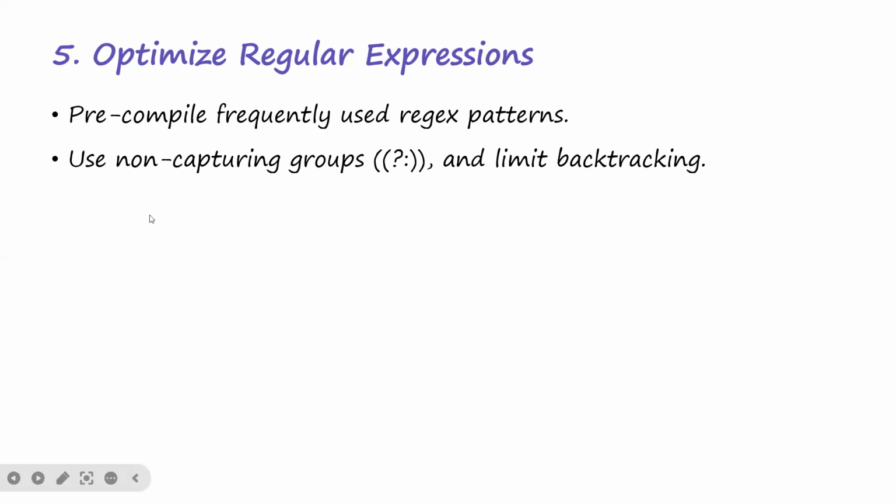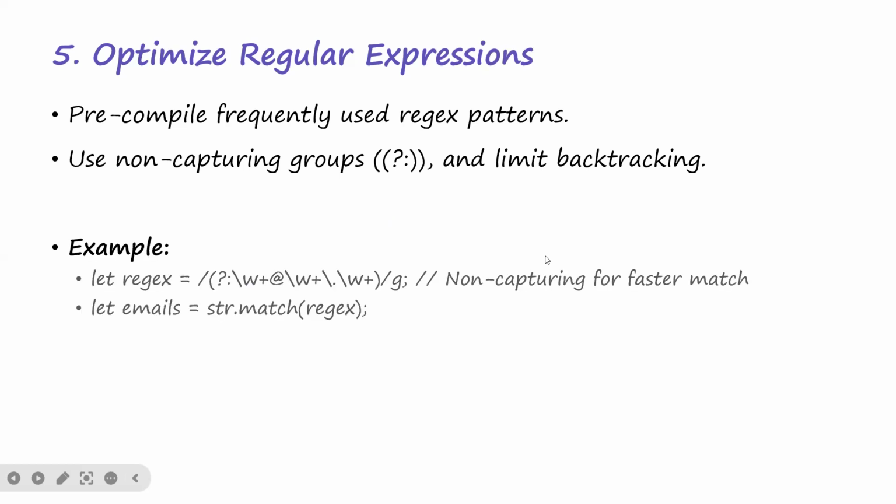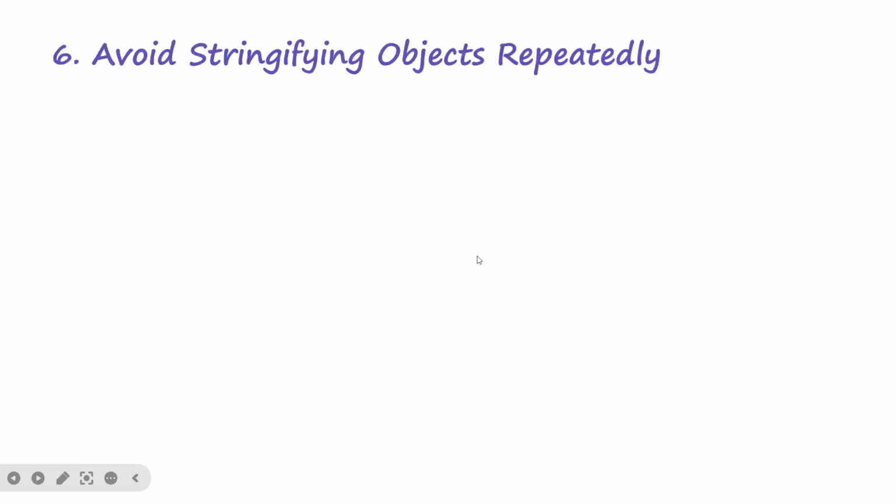Use non-capturing groups and limit backtracking. These are the things we'll be talking about in the next chapter. So this is a regular expression and this is a pattern. This let reg is equal to this pattern. Now, this is a non-capturing group for faster matching. Don't worry, we are going to see what we mean by non-capturing in the next chapter.